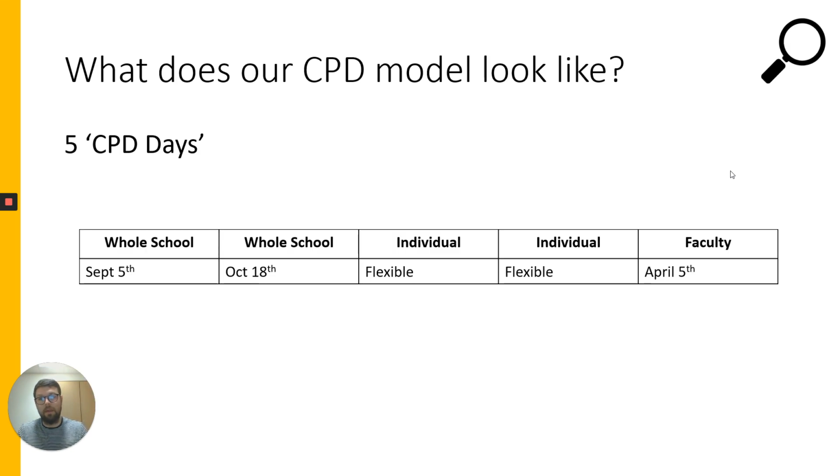So what does it look like? So how do we get those 3 strands? Well, most schools have 5 days, often spread out throughout the year. Our 2 whole school days this year fell on September the 5th, so your first day back is often an important whole school day to welcome everyone back and maybe share some key messages. And then we also had a whole school day on the 18th, and I'm going to tell you what happened there. But this is probably the most important part to get your head around now.